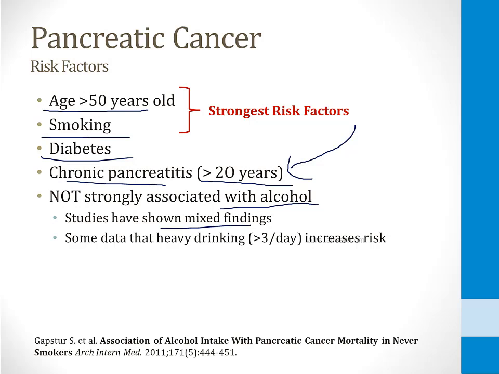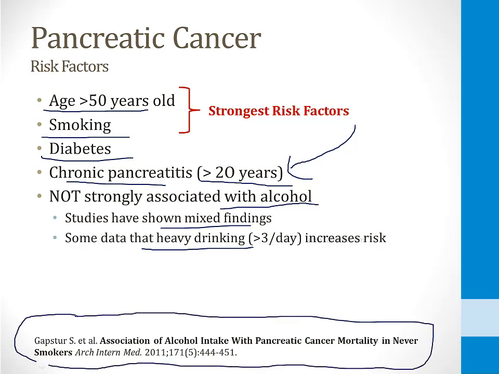The studies have shown mixed findings. There are some data that say that heavy drinking, more than 3 drinks a day, increases risk. I've put a review article on the bottom of the screen here if you want to read more about the complex association between alcohol and pancreatic cancer. But a classic trick board question is to ask you for a risk factor for pancreatic cancer and have alcohol among the choices. That is usually not the correct choice. It's usually one of these other things I've listed on the screen here.